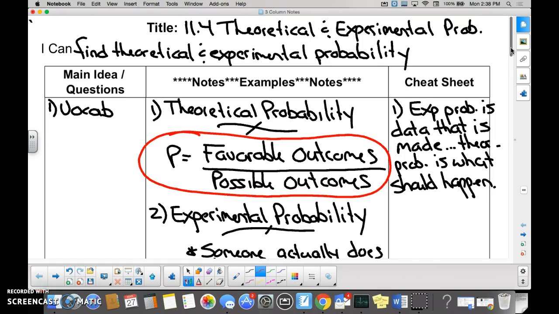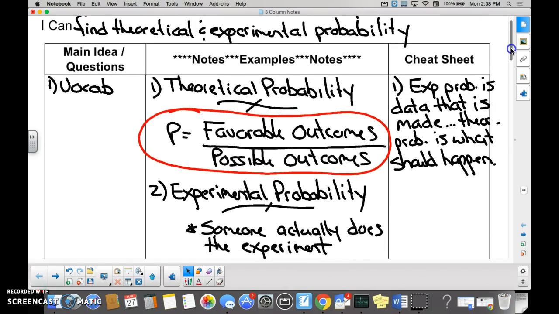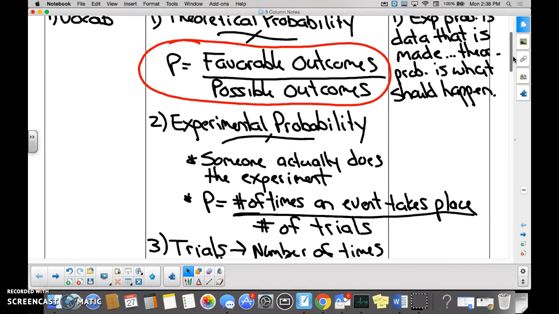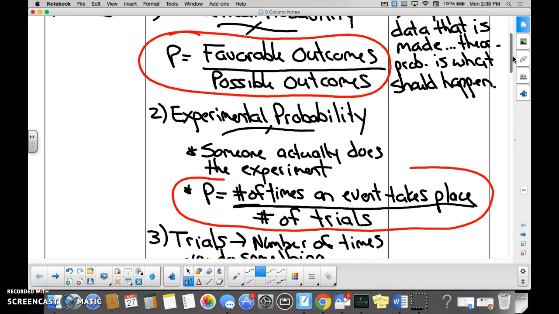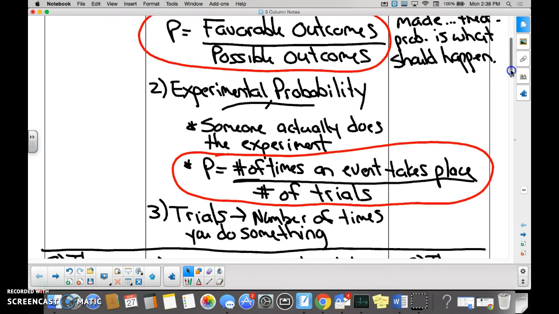Experimental probability is different. It is actually taking the data that someone or something produces, and here's the formula. Number of times something actually happens over the number of trials, or the number of times you actually test it. Trials would be the number of times you actually do something or test something. You gotta know those two formulas, you guys.